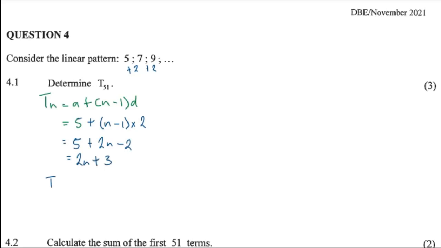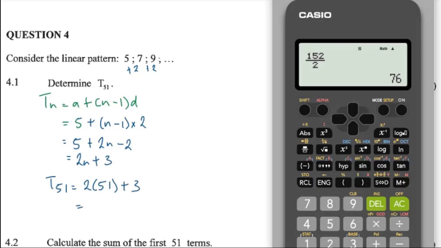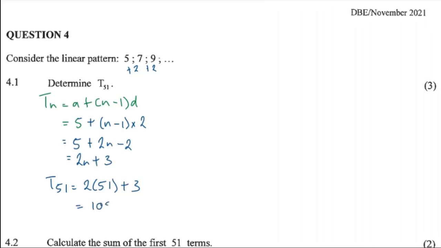So, finding term number 51, we're just going to substitute the 51 into the general term. So 2 times 51 plus 3. We can quickly do that on the calculator. So that's 2 times 51 plus 3, and our answer is 105. That was a pretty straightforward one.